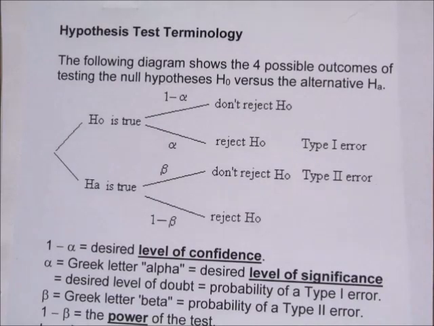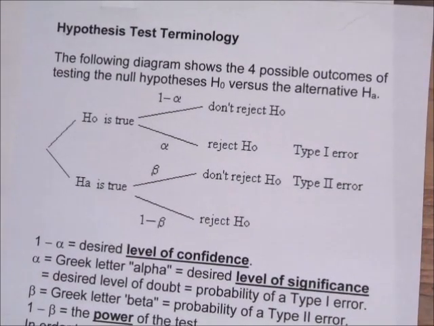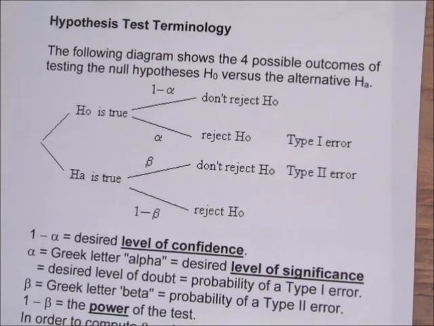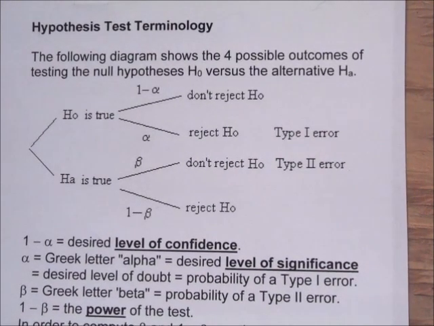Review for the third section of our course on hypothesis testing and confidence intervals. I'll start out by going over some of the terminology of hypothesis testing. And the following is a diagram showing 4 possible outcomes of hypothesis testing.